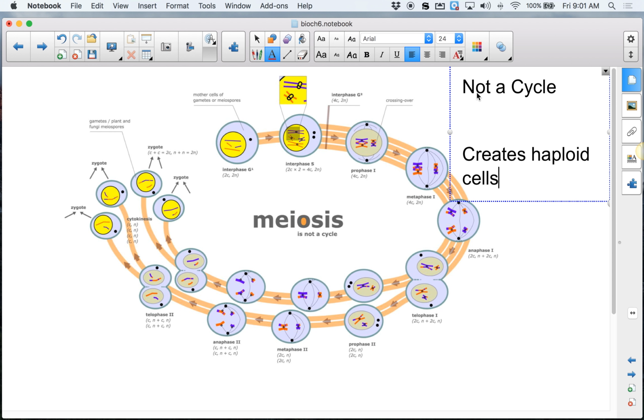Oh, I lied, Logan. We're not going to talk about twins till Tuesday. Monday we got to go over genetic variation.